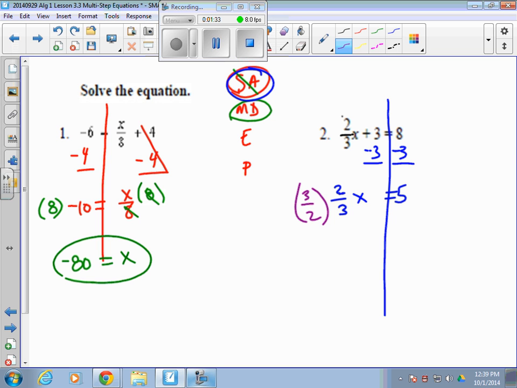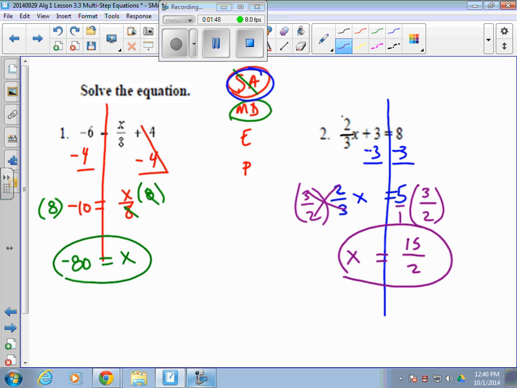If you multiply that side by 3 over 2, do likewise on the right. Everything's over 1. It cancels out here and leaves you with just x. That was the goal. 5 times 3 when you go straight across is 15, and 1 times 2 is 2. That's not going to simplify any farther. 15 over 2 is what x is equal to.